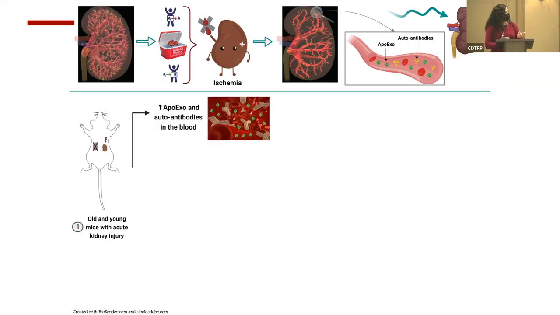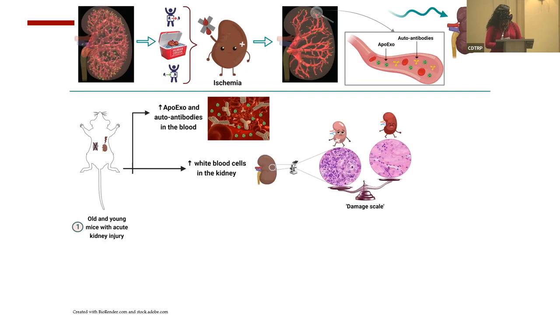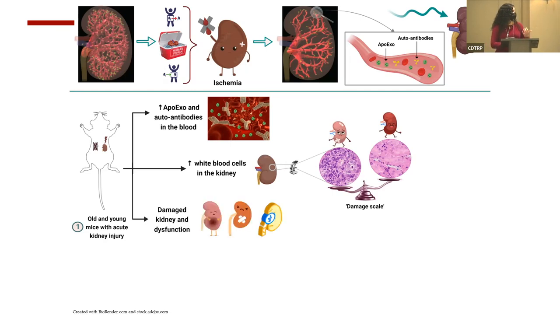We found that there was more apoiso released in the blood of old mice, which caused more autoantibodies to be produced. We also found that there were more white blood cells attacking the kidney of old mice, and we actually see them blue under the microscope, and you see we have many blue particles or cells in this damaged kidney on the left compared to a pretty normal one. And finally, this resulted in more kidney damage, scars, and a reduced kidney function in old mice.